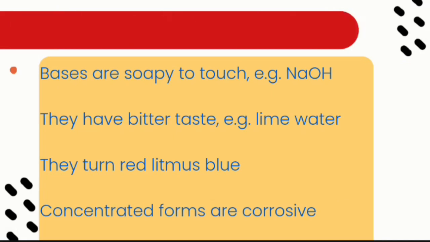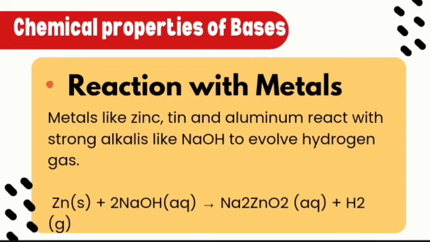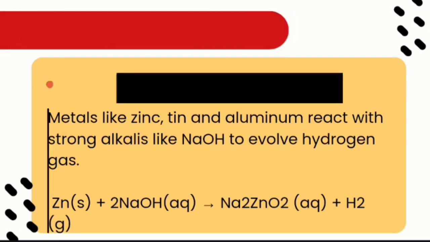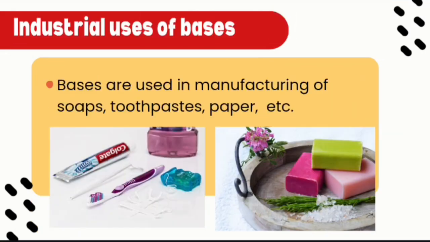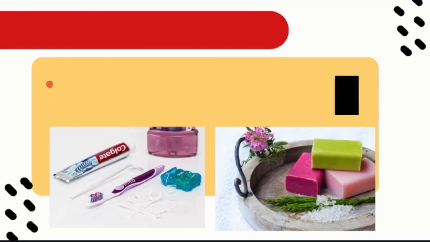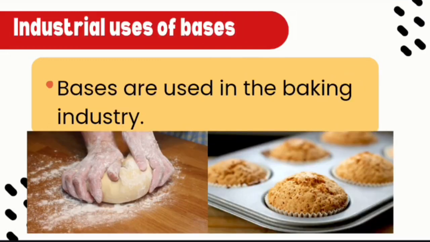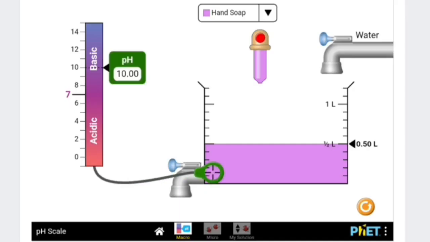Now, let's talk about the chemical properties of bases. First of all, bases react with metals like zinc and aluminium to liberate hydrogen gas. They also react with acids to form salt and water only. Industrial uses of bases: they are used in the manufacturing of toothpaste, in the manufacturing of soap, and in the baking industry for baking cakes and all.